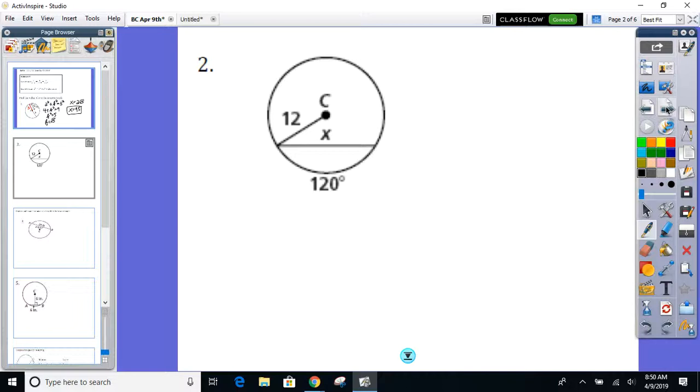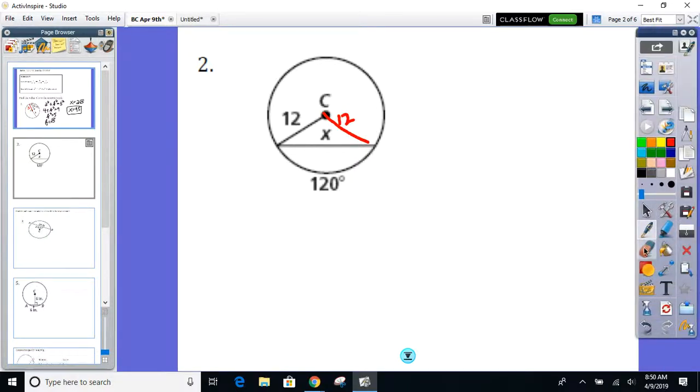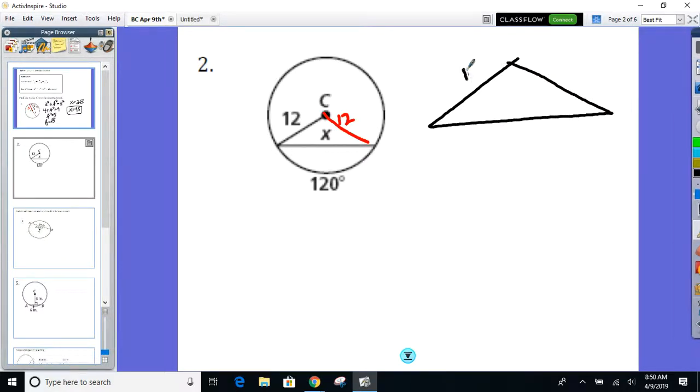Can you make a triangle for me? Draw in the other radii, which have a length of 12. All right, let me draw that triangle out in the circle, and maybe you can put a little more detail on it. I got 12. I got 12. I got x. Is there anything else you could put in there based on what we've covered this unit?